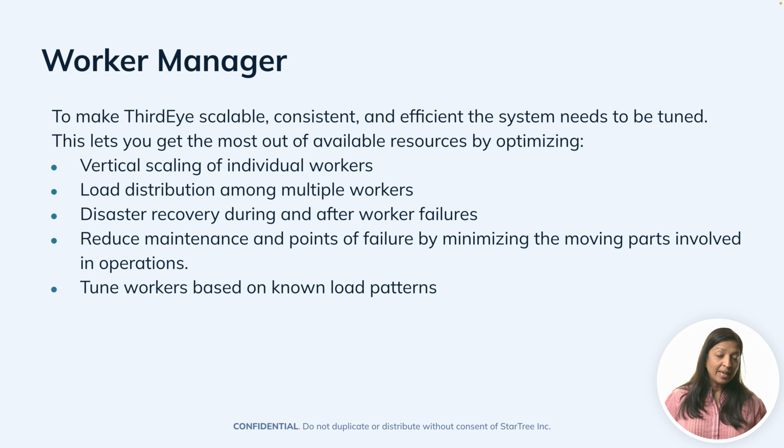To make ThirdEye a scalable, consistent, and efficient system, the worker manager needs the ability to have the scaling, load distribution, disaster recovery, as well as optimization. It does this by tracking how big the workload is, by maintaining how many workers it needs, by keeping track of which worker failed and what tasks were in that worker's queue so it can reassign it to other workers, and also by minimizing the points of failures within the system so that if something does fail, it can recover fast and efficiently, as well as tuning the workers based on known load patterns.